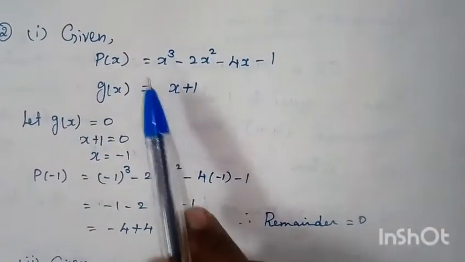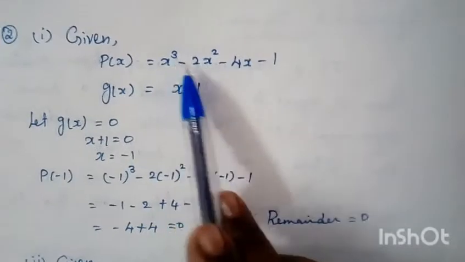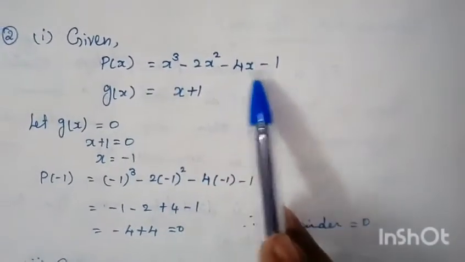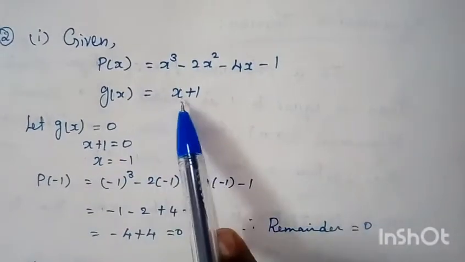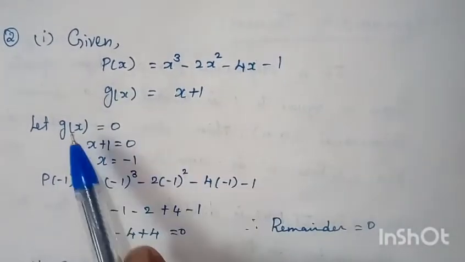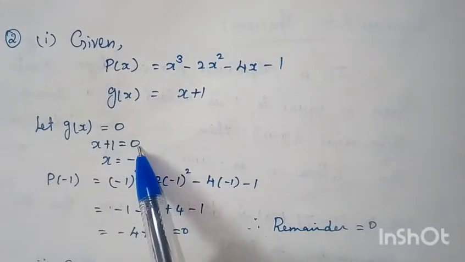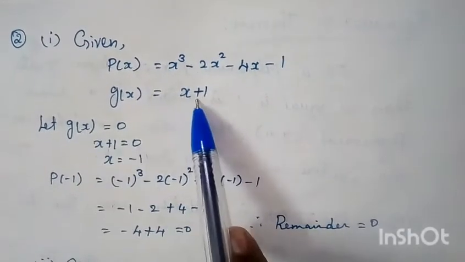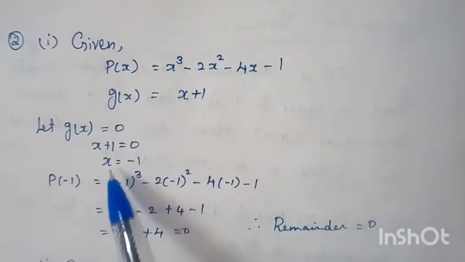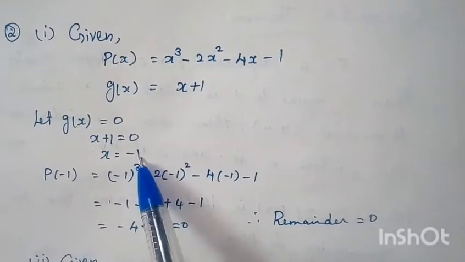The first problem: given p of x is equal to x cube minus 2x square minus 4x minus 1, and g of x is equal to x plus 1. Let g of x equal to 0. That means x plus 1 equal to 0. g of x is given, that is x plus 1. So x equal to minus 1. How do you get minus 1?